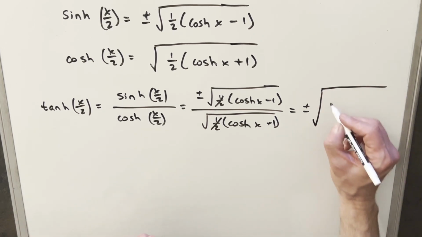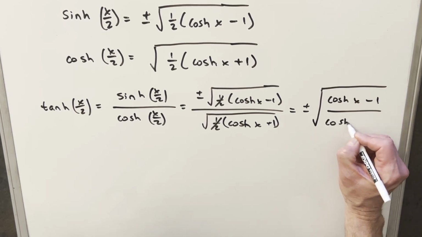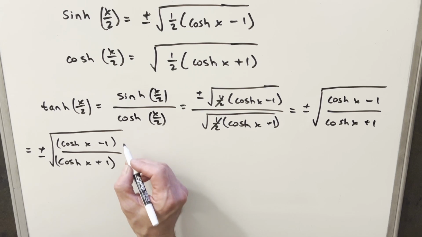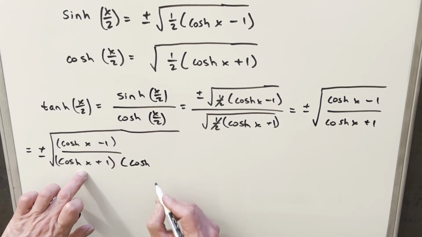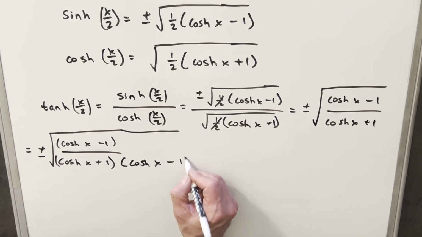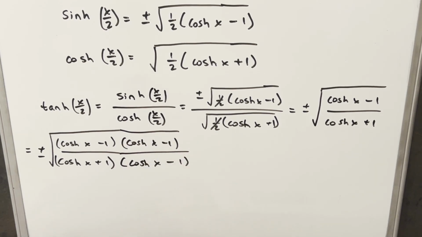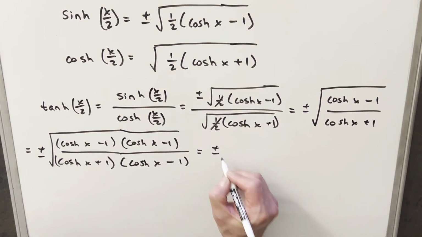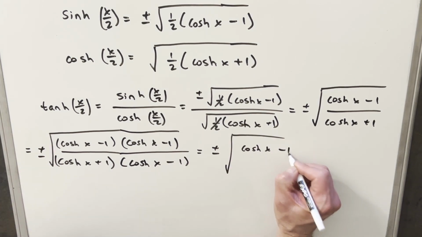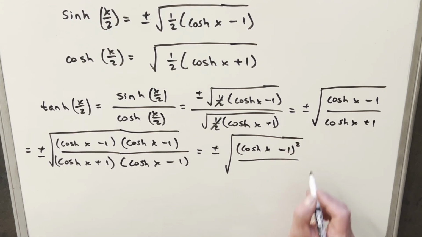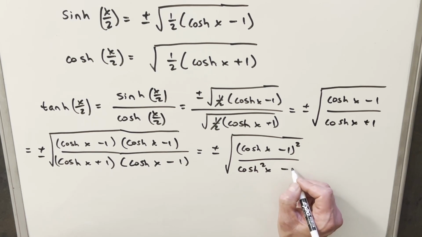So we'll put this under one radical, and we're going to have just cosh x minus 1 over cosh x plus 1. But now what I want to do is try to get some simplification on this, and what I'll do is multiply numerator and denominator by the conjugate here. So I'll multiply by cosh x minus 1, and here we'll multiply by cosh x minus 1. If I multiply this out, in the numerator we're going to have just cosh x minus 1 squared. And then here in the denominator, this is going to be a difference of squares, so this is going to become cosh squared x minus 1.